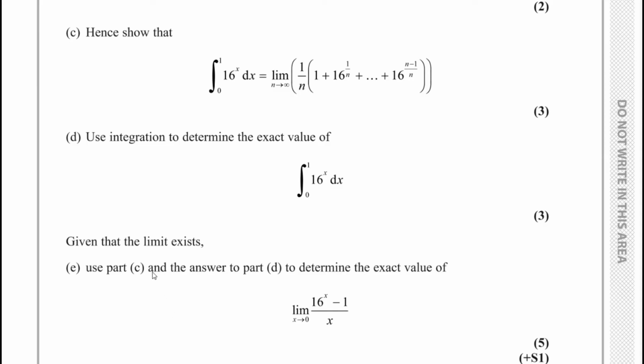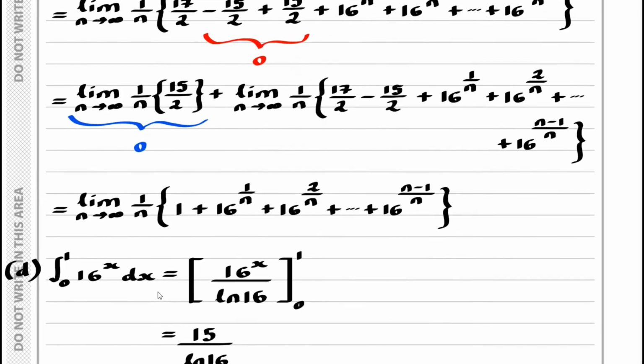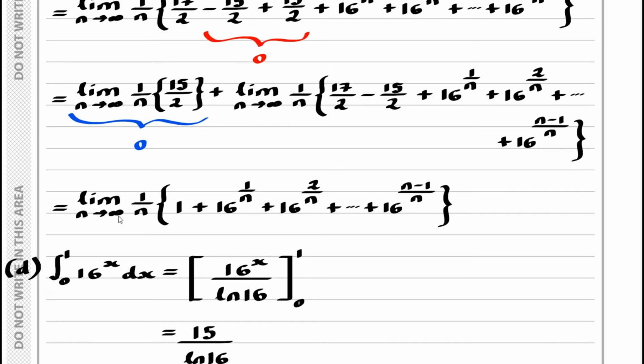Given that the limit exists, for part A we have to use the answer to part C and the answer to part D to determine the exact value of the limit of 16 to the x subtract 1 over x as x tends towards 0. So if we use the result to part C, we have the limit as n tends towards infinity of 1 over n multiplied by 1 plus 16 to the 1 over n plus 16 to the 2 over n plus terms up until 16 to the n minus 1 over n.